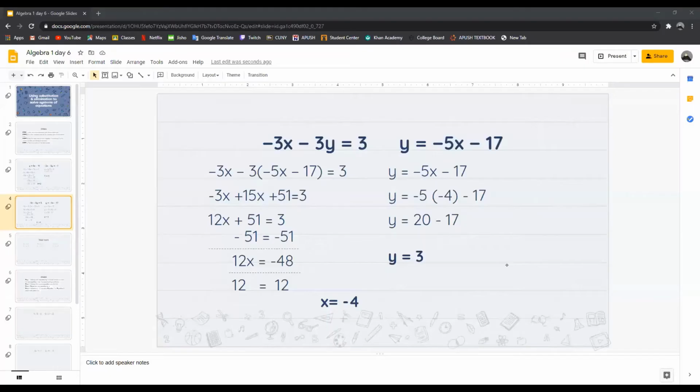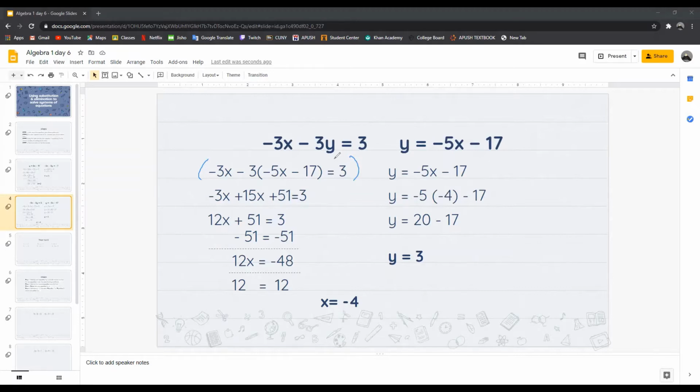Okay. So this is our second example. Again, we have two equations. This one on the right is our simpler equation. So we would use our more difficult equation, I guess you can say, and you would plug in your negative 5x and negative 17 into the y in negative 3y, and that will give you this entire equation on the left.